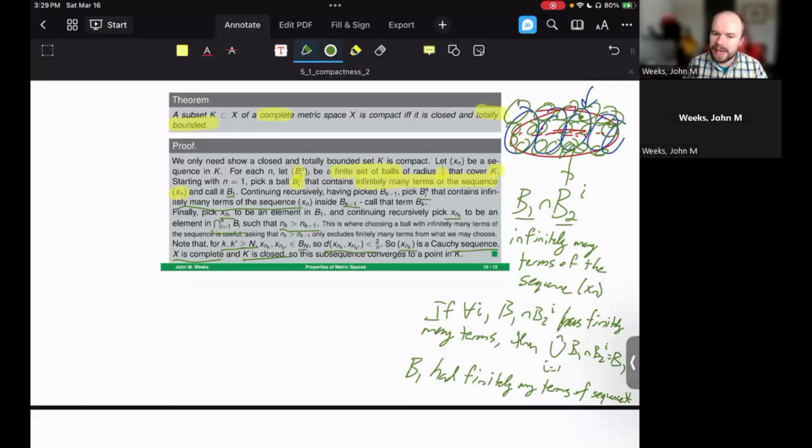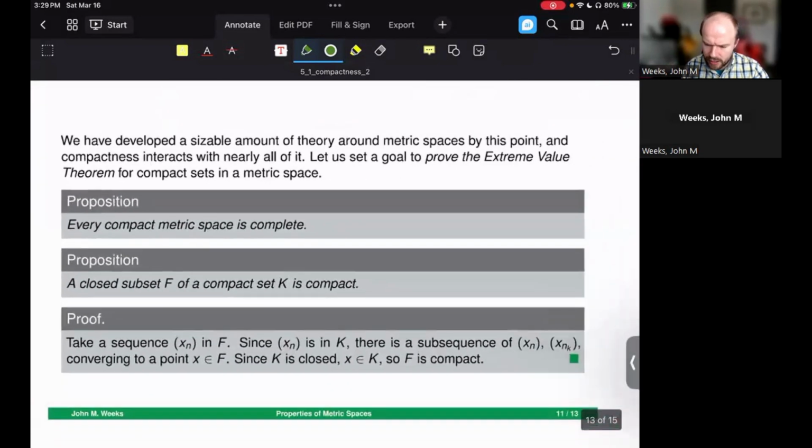Looking at how we can connect this world that we're looking at with some of the other concepts that we've been doing throughout this past week, one neat proposition that I want you to think about and try to get a proof for is this one. Every compact metric space is complete.